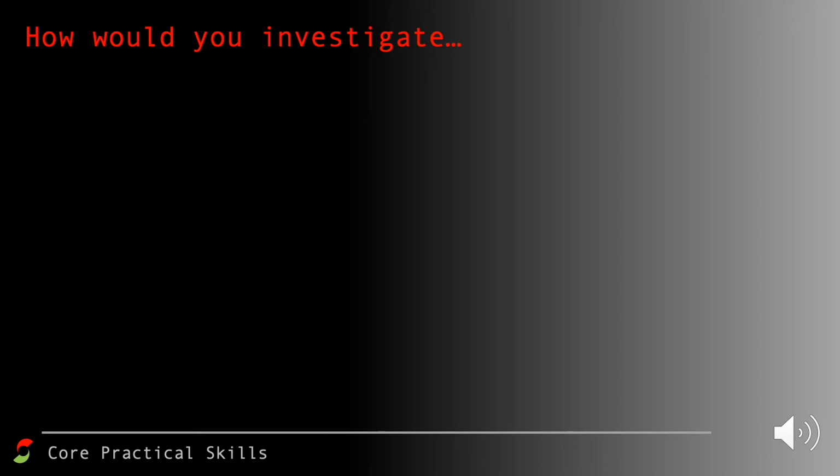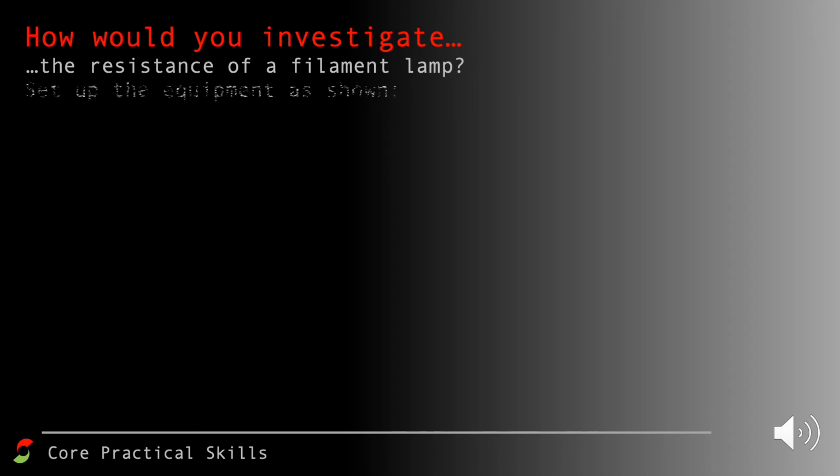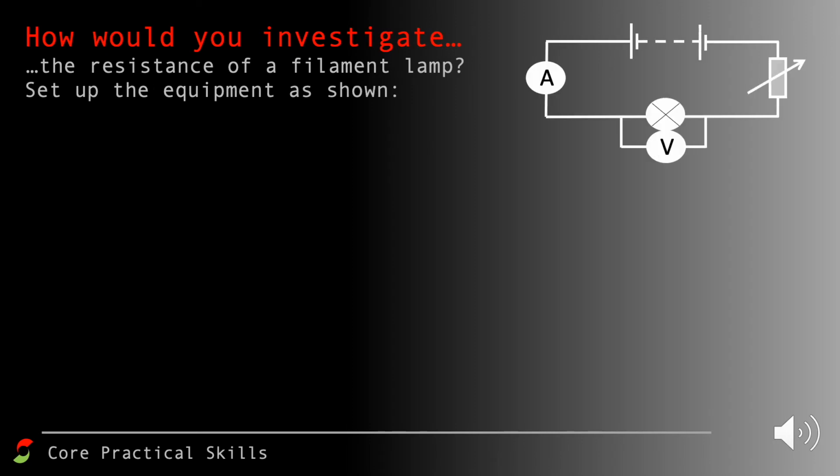Okay, so let's say in an exam that you had the question, how would you investigate the resistance of a filament lamp? So we're going to use that approach to try and answer this question. So the first thing was experiments must contain really, really good looking, intelligent students. So experiments, equipment. The first thing I would do is set up that equipment.